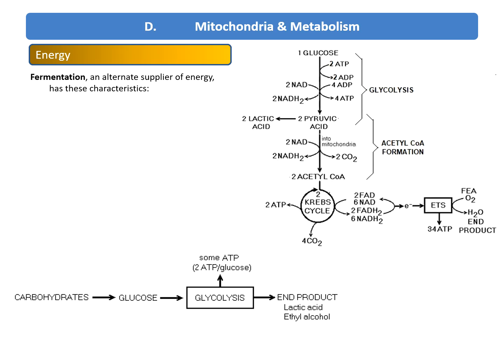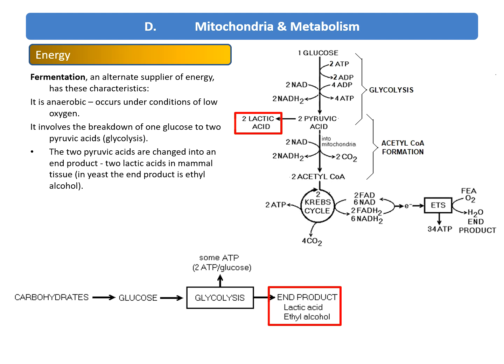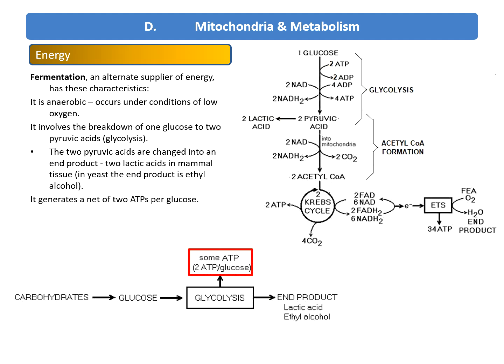Let's look at the other form of metabolism to generate energy, fermentation. If you look at the diagram, it looks mighty familiar. Fermentation is anaerobic, so it occurs under conditions of low oxygen. It also can generate some ATP pretty rapidly. It involves the breakdown of 1 glucose to 2 pyruvic acid molecules. Instead of progressing into the Krebs cycle, though, the pyruvic acid is transformed into an end product, lactic acid. This is common in your muscles for quick bursts of energy. In yeast, instead of lactic acid, they produce ethyl alcohol as an end product.